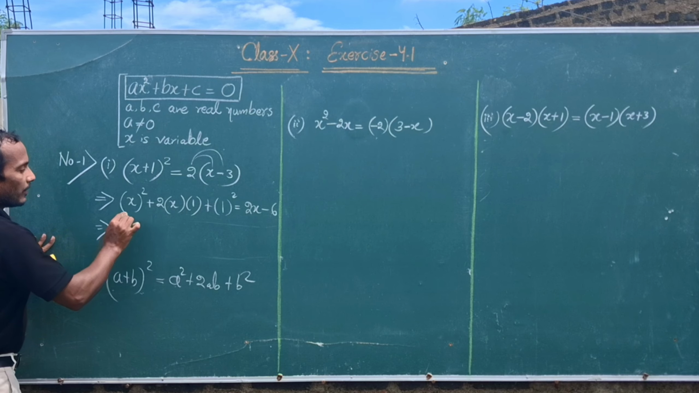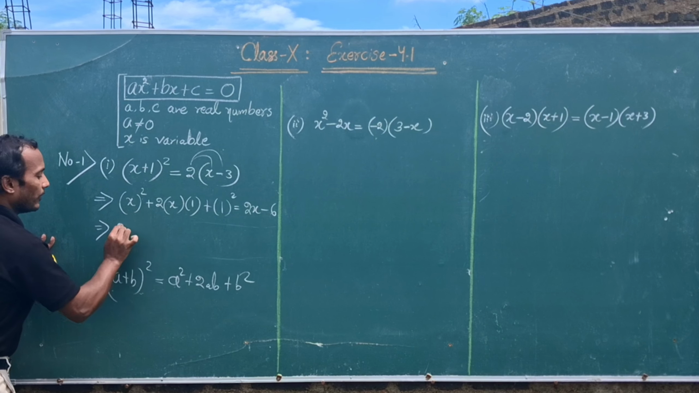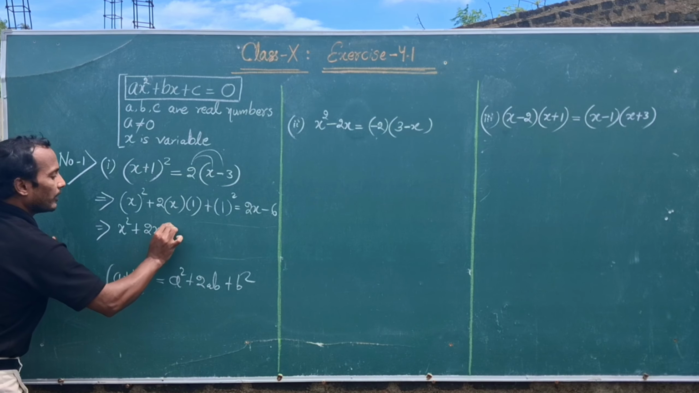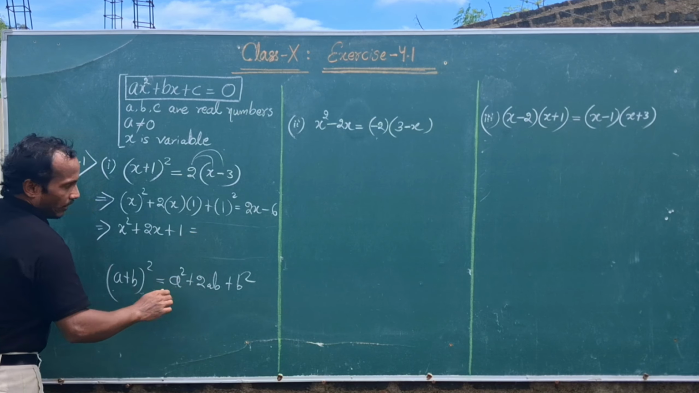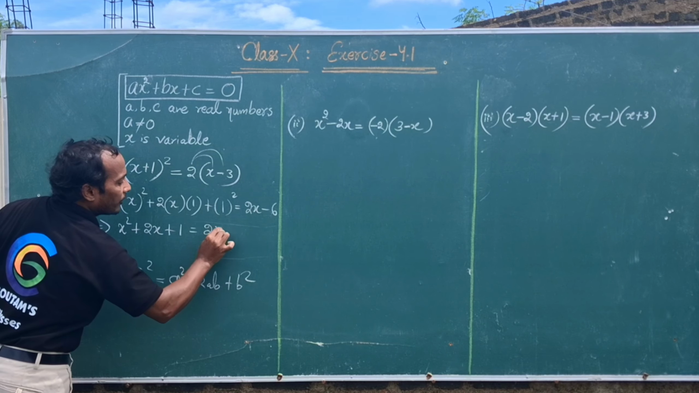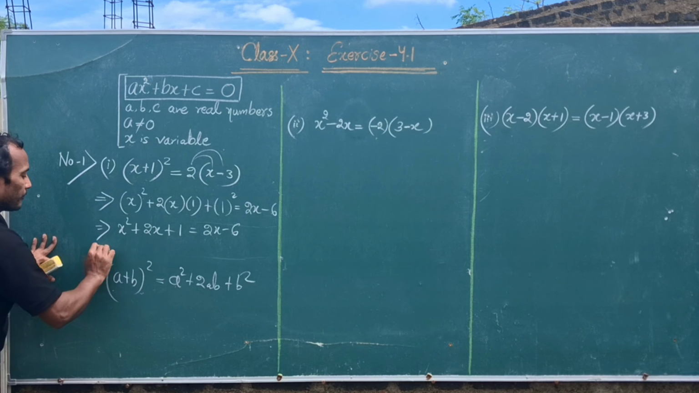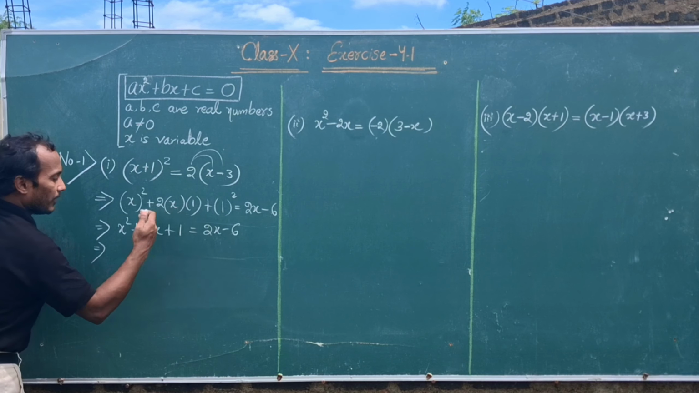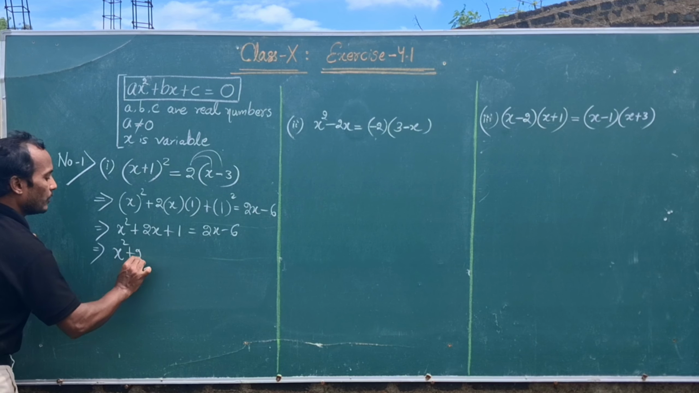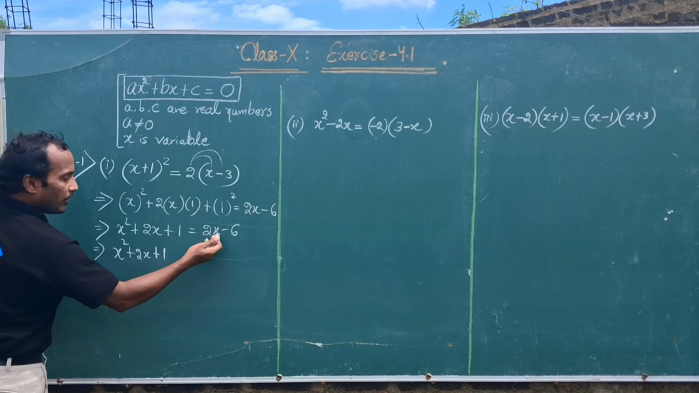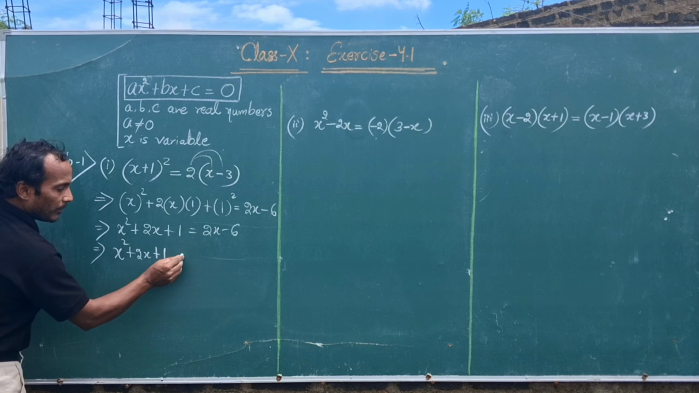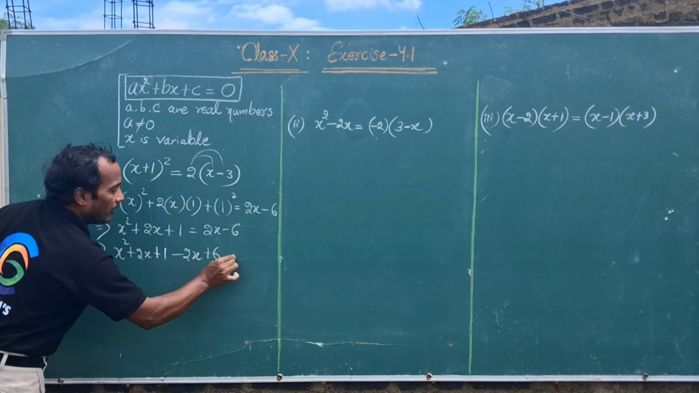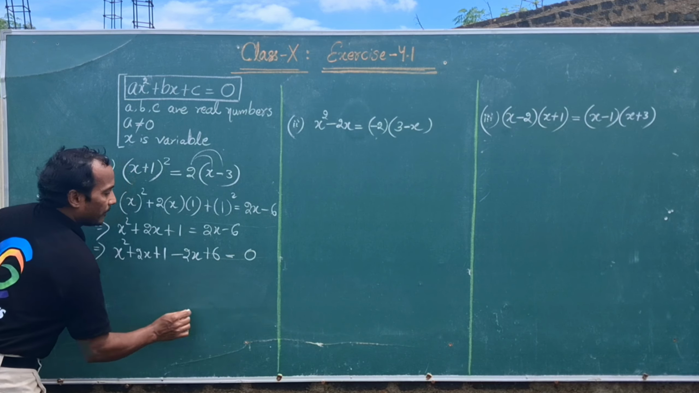Now, what you have? X square. Square of x is x square. 2 into x into 1. 2 into 1 is 2 and x. You have 2x plus 1 square is 1. On right side now, as we have already 2x minus 6, I am copying that. Now, in this step, what we shall do, let me shift everything from right side to left side. I have x square plus 2x plus 1 on left side already. 2x minus 6 comes to left side. 2x will become minus 2x and minus 6 will become plus 6. What do we have on right side? On right side we have 0.